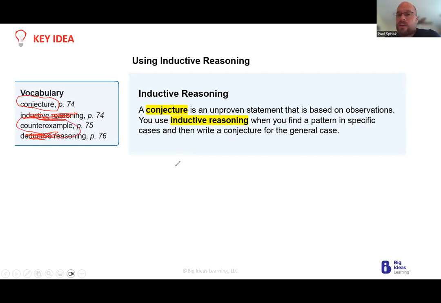So again, important thing, in order to make a conjecture, you're observing what's happening, you're making a prediction about what else is going to happen, and again, that's your conjecture. So if you think about science, conjecture is kind of like a hypothesis in science.